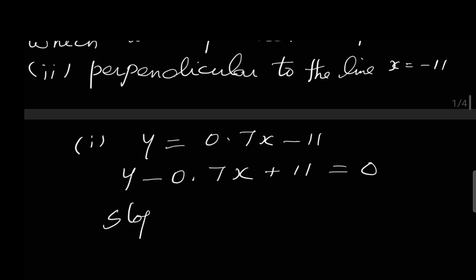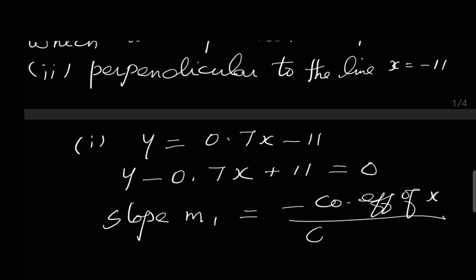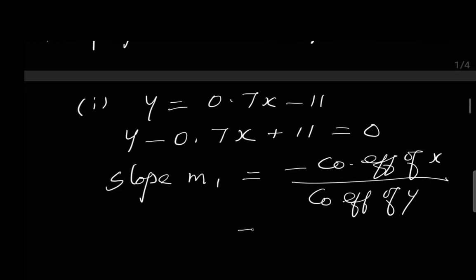So what is the slope? Slope m1 is minus coefficient of x divided by coefficient of y. Coefficient of x is minus 0.7, so with the minus already there, this is plus 0.7, divided by coefficient of y, which is 1 here. No number here, so write 1. So the answer is 0.7.